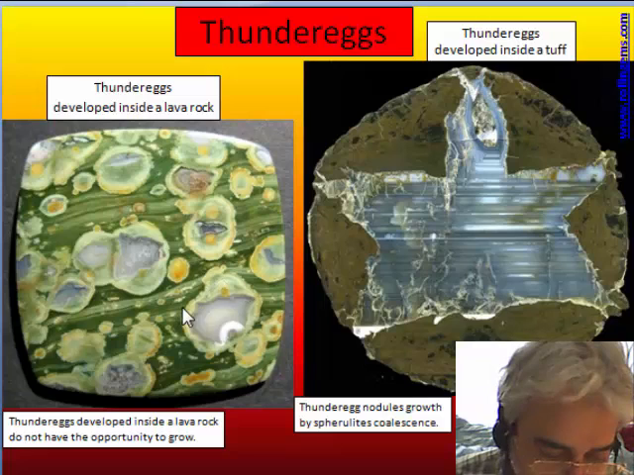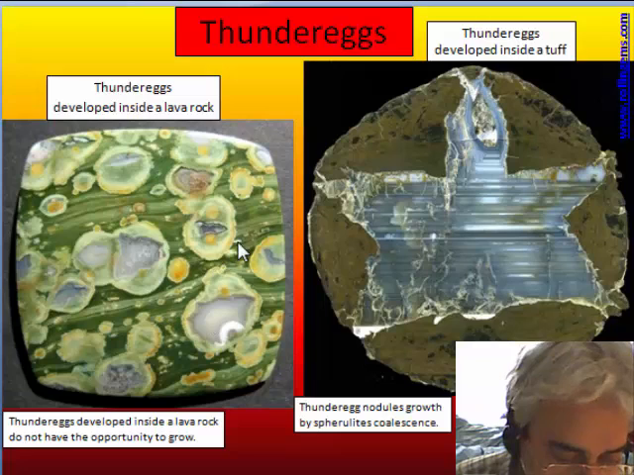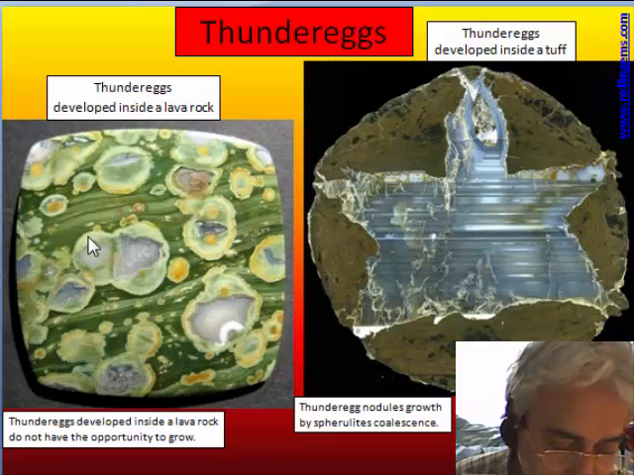We can imagine that the rock around, that is an obsidian, because we can see the flow line of the lava, is stopping the growing of this spherulite. So this is what happens when a thunder egg starts to grow inside the lava.